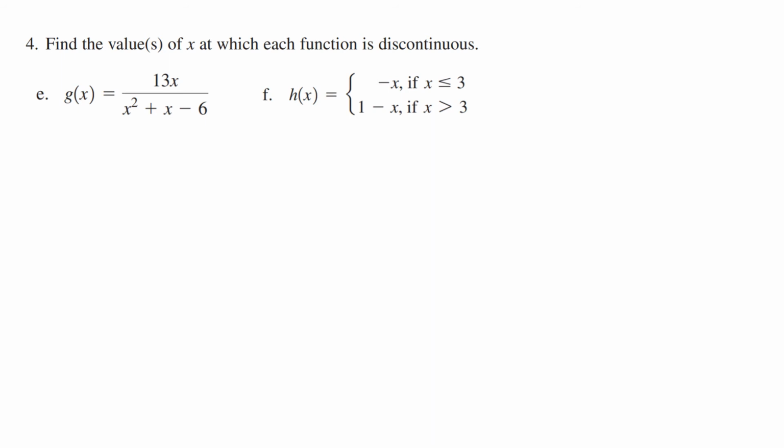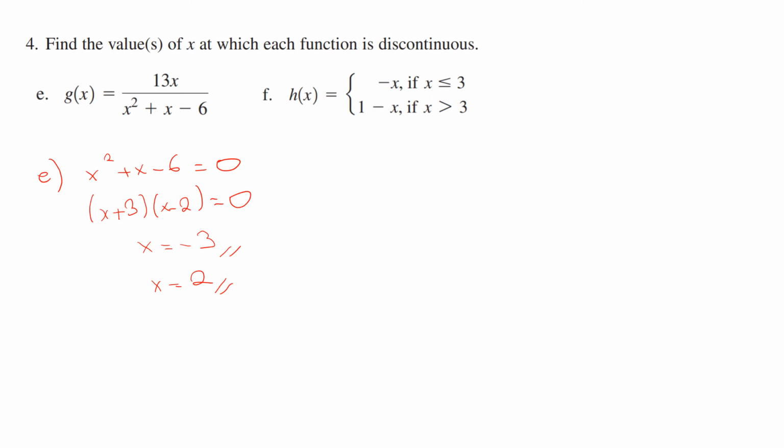So for E, I can think of, okay, it's in this form where I can say as soon as the denominator is not defined, it's discontinuous. So you can just set it equal to 0, where it's x squared plus x minus 6 equals 0. If I factor it, I'm going to get (x plus 3)(x minus 2). And whenever x equals negative 3 and whenever x equals positive 2, my function is going to be discontinuous. So those would be my values for E.